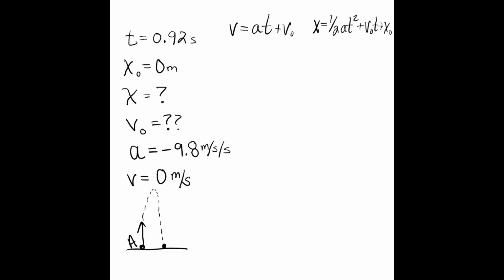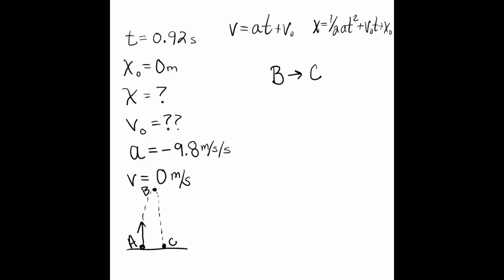I'm going to call this point A, I'm going to call this point B, and this point C. Because we do not know the velocity here or here, the only velocity we know is the velocity at B. So we're going to choose to split the problem in half, and we're going to start at point B and end at point C.